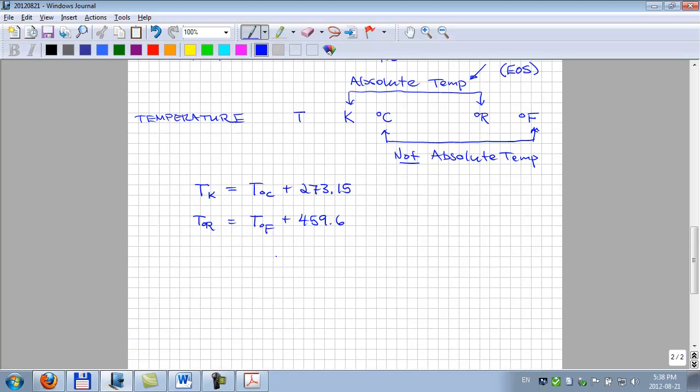And the other thing you can note is that degrees Rankine is exactly 1.8 times degrees Kelvin. And if you put all this together, you can actually go to degrees Fahrenheit by multiplying 1.8 times temperature in degrees C plus 32, which is the freezing point of water, 32 degrees Fahrenheit.